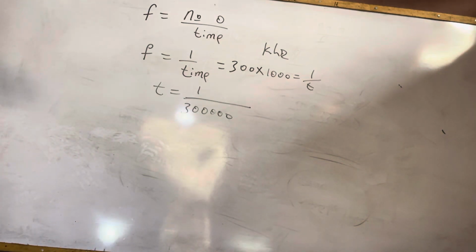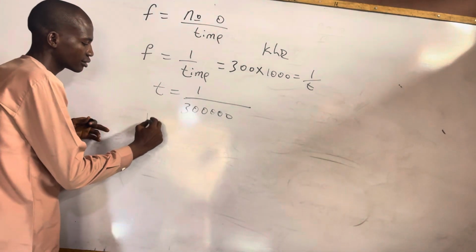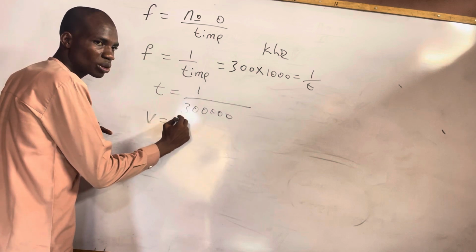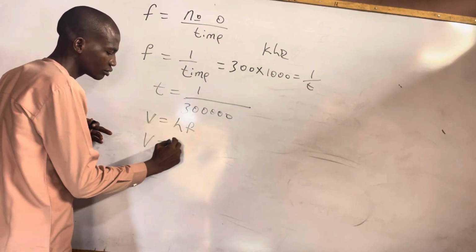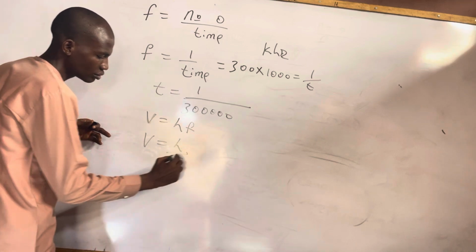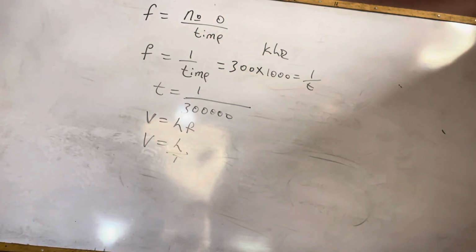So what about the velocity? What about the wavelength? Wavelength can be gotten in two ways. It's about the connection between the parameters. Check the formula. Do you understand?